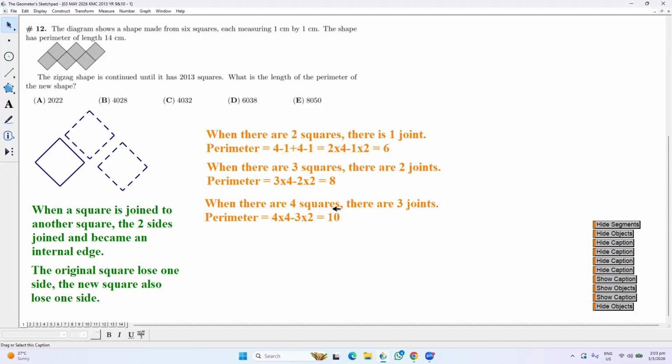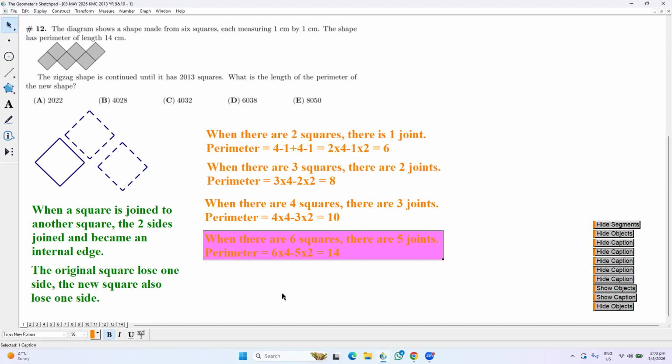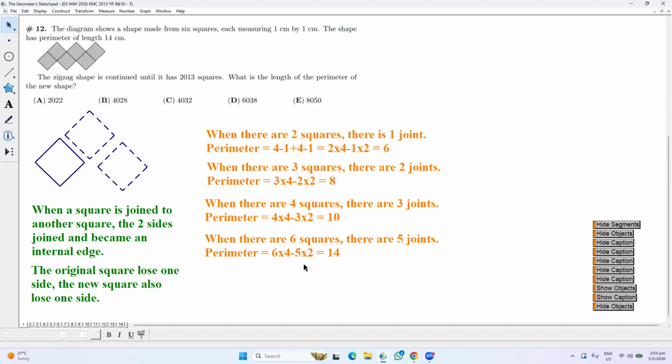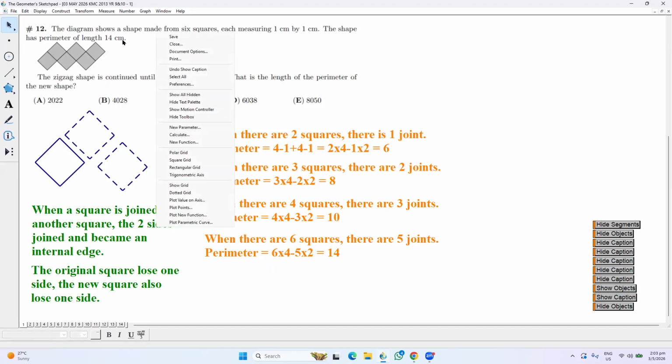So when there are 4 squares, there are 3 joints. 4 squares, 4 times 4; 3 joints, 3 times 2, since one joint loses 2 sides. So 16 minus 6 is 10. And then for the example given, we have 6 squares. 6 squares has 5 joints. So 6 times 4, minus 5 times 2, which is 24 minus 10, is 14, as stated in the question as the example.